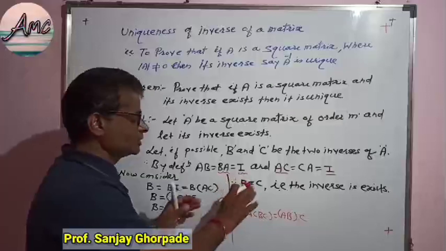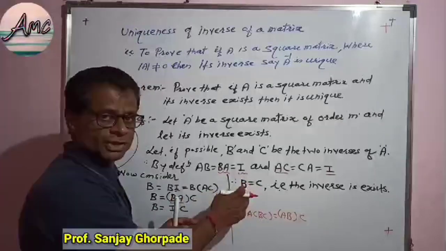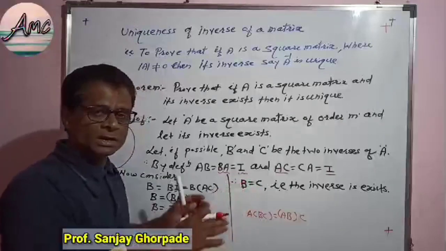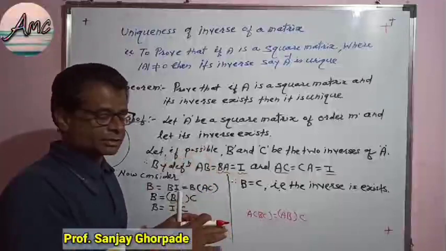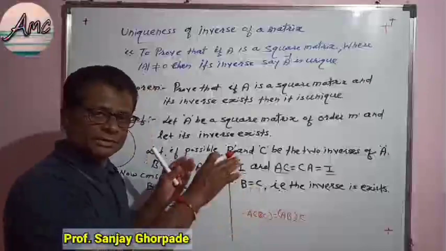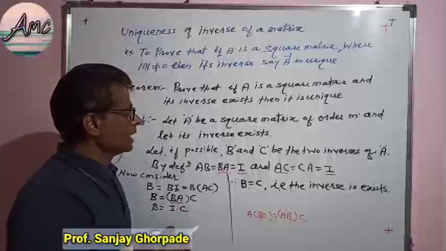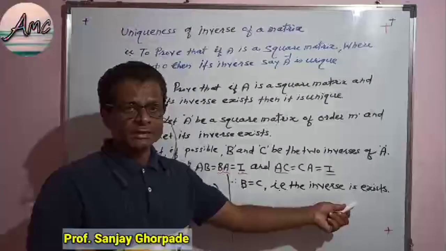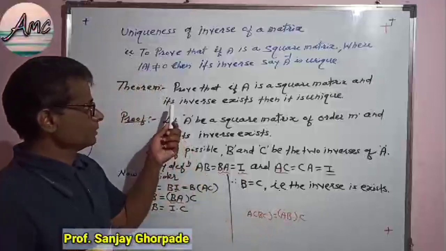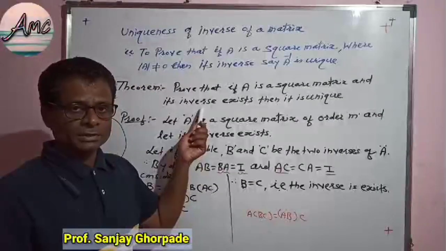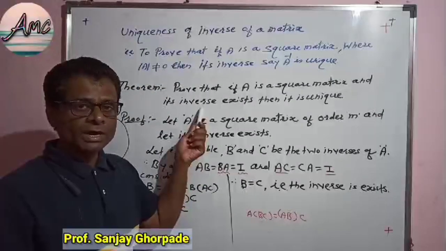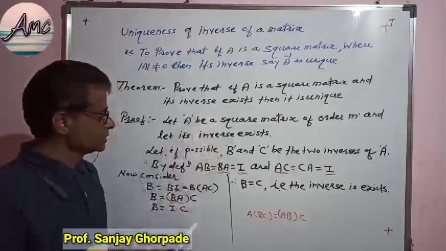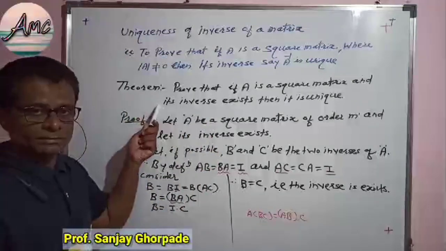So means what? B and C are both the same. B and C are the same matrix. They are not different matrices. They are the same matrix only. And hence we can say that the inverse exists. Means for every square matrix, its inverse will be unique. So this is the proof of this theorem.